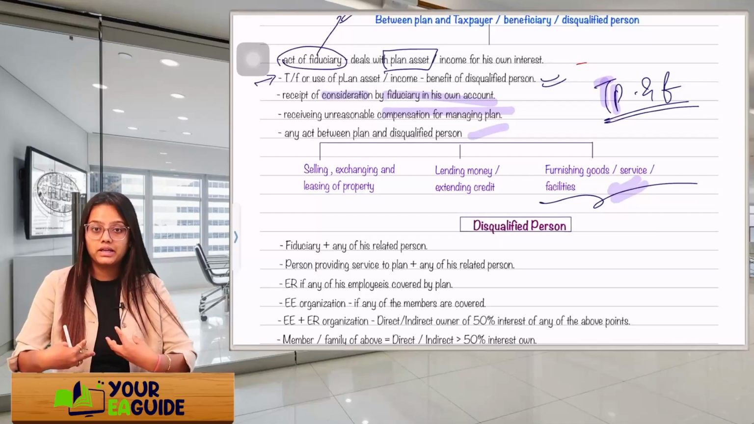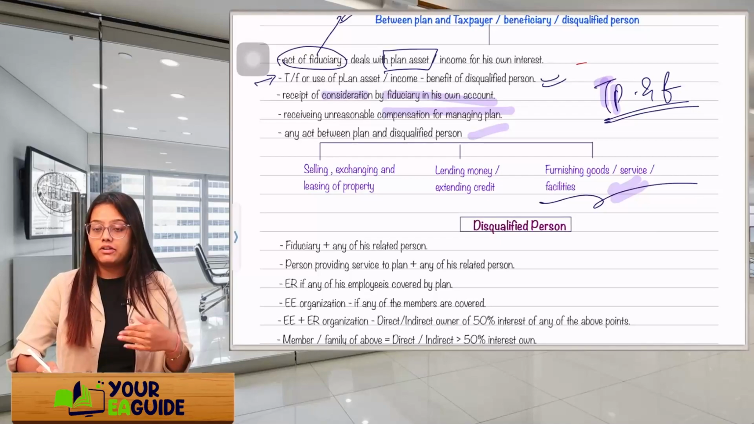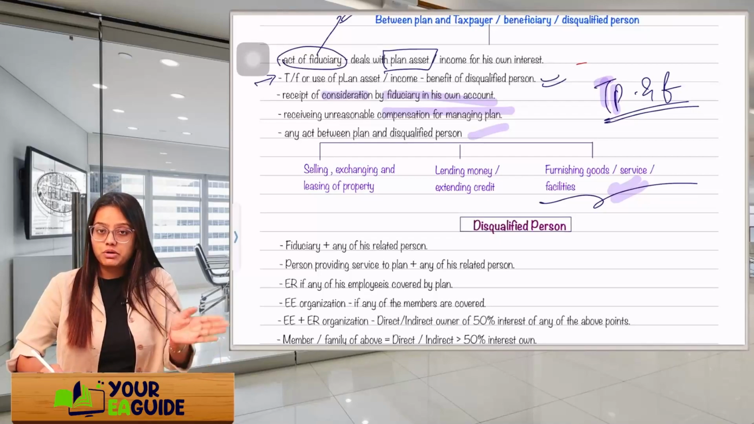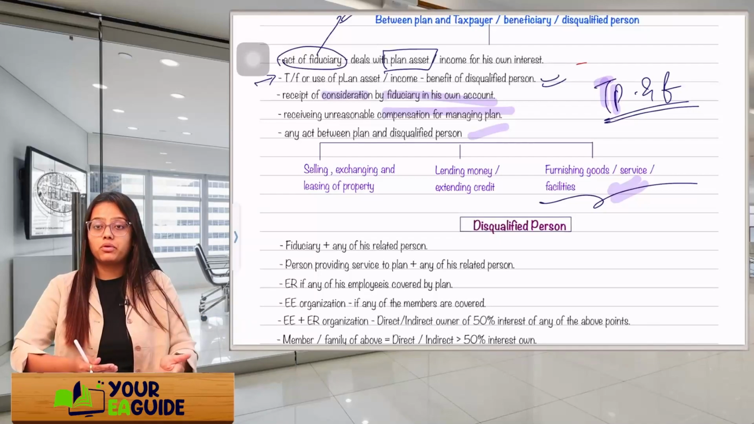Let's say I am providing EA coaching, right? The fiduciary wants to also pursue EA. He is also managing my IRA account. So I am providing him the EA coaching free of cost just because he is taking care of my IRA plan account. So that thing is not allowed. That transaction is prohibited.